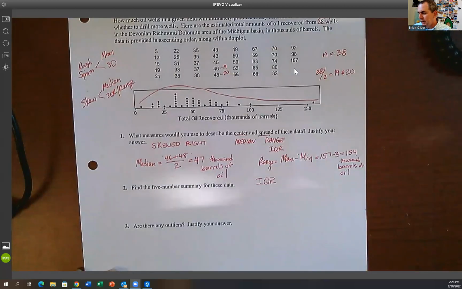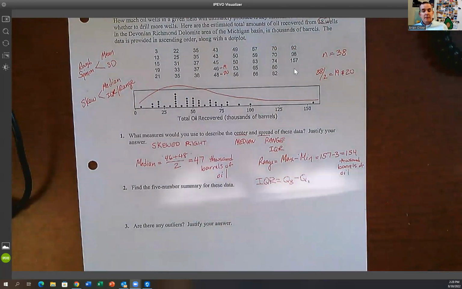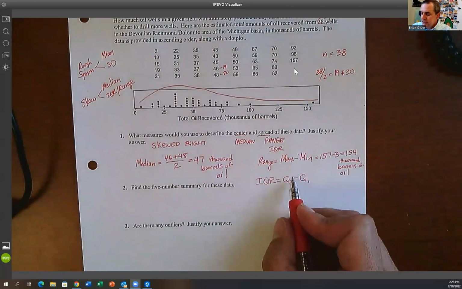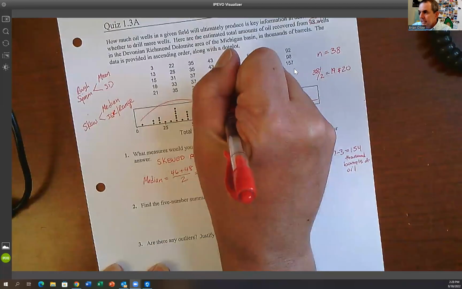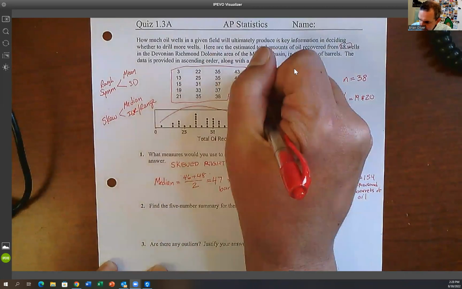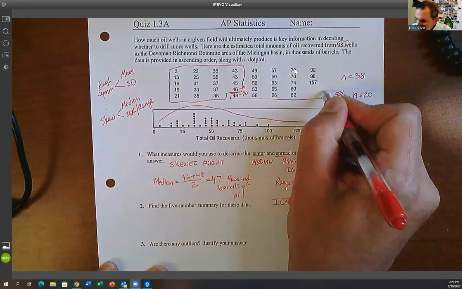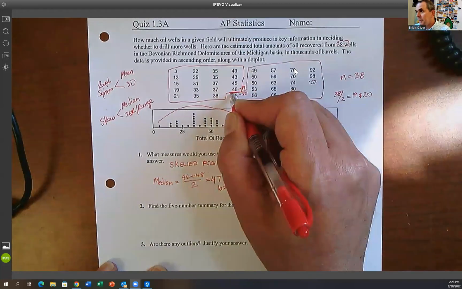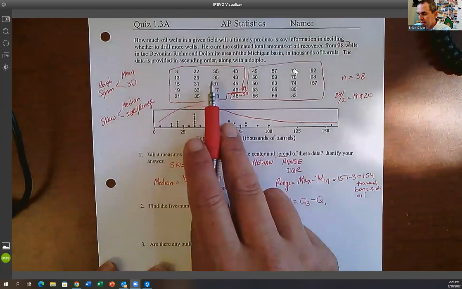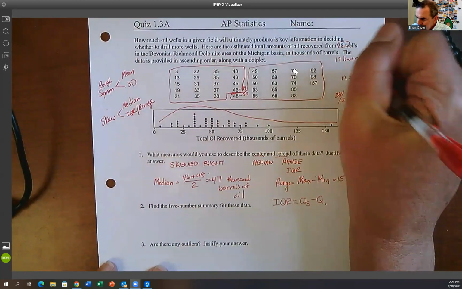IQR is going to be our third quartile, 75% of the way through the data, minus our first quartile, 25% of the way through the data. So what I need to do is find the middle of this lower half. This chunk right here, that's my lower half. I also have to find the middle of my upper half, which would be this one right here. If you look at it, there's 19 items in my lower half. There's 19 in the upper.